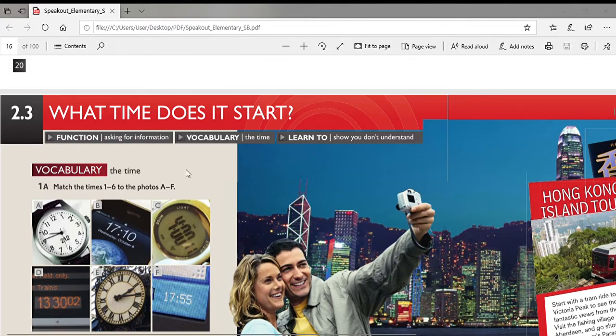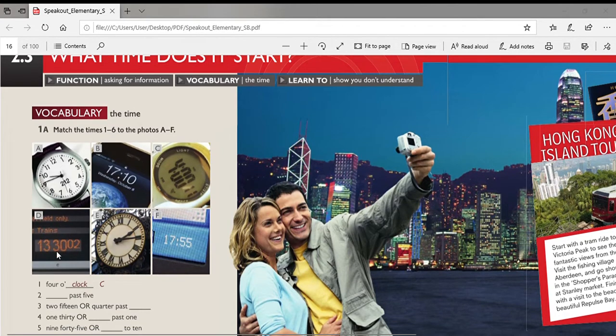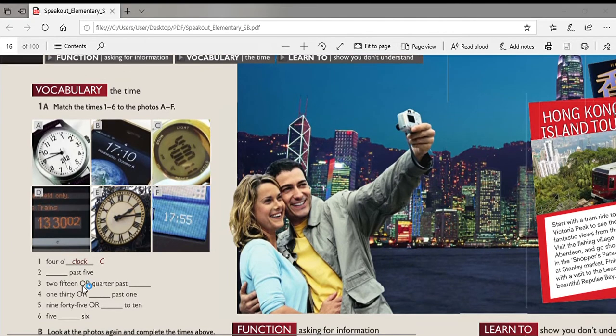So the first part is vocabulary, the time, and exercise number 1A: match the times 1 to 6 to the photos A to F. We have 6 photos, and the first is done for you. So 4 o'clock, photo C. Number 2, 10 past 5, it is photo B. So it's 10 past 5.